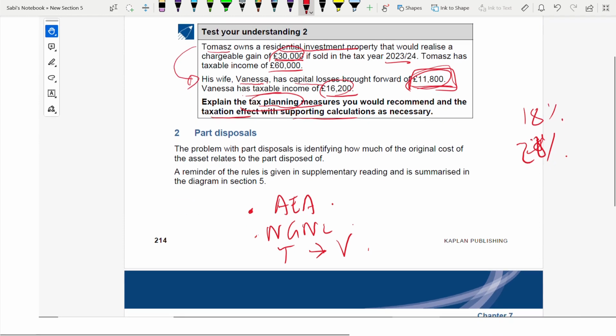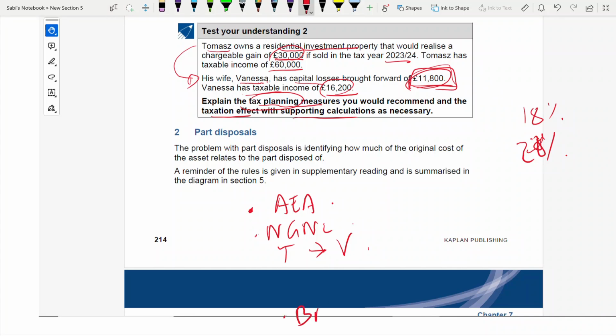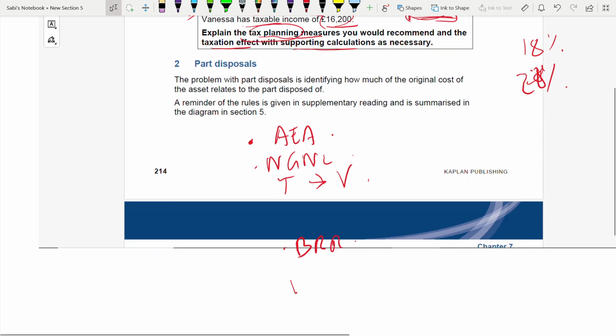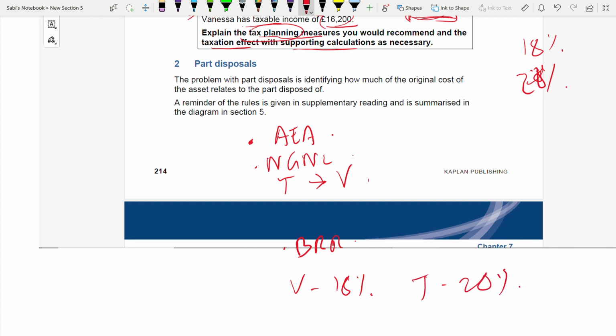Another planning point is the basic rate band, because Vanessa has some basic rate band remaining that can be utilized. That means Vanessa will be taxed at 18% because it's a residential property, and Thomas would be taxed at 28%. Now we'll discuss the supporting calculations. We'll do the calculation and show.